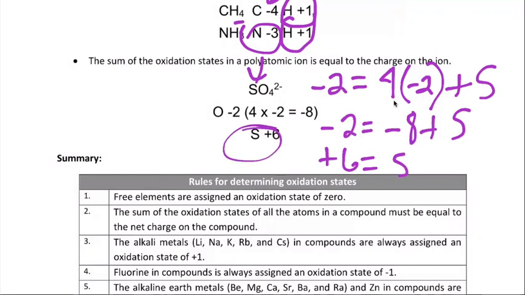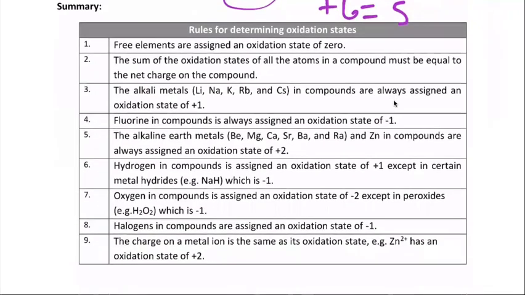So there's a little table here that summarizes the rules, and you apply these rules in order from 1 through 9. So rule 1 supersedes everything else. So 1, free elements are 0, including the diatomics. Number 2, the sum of all of them in a compound has to equal the net charge. So either 0 if it's neutral or the charge if it's a polyatomic ion.